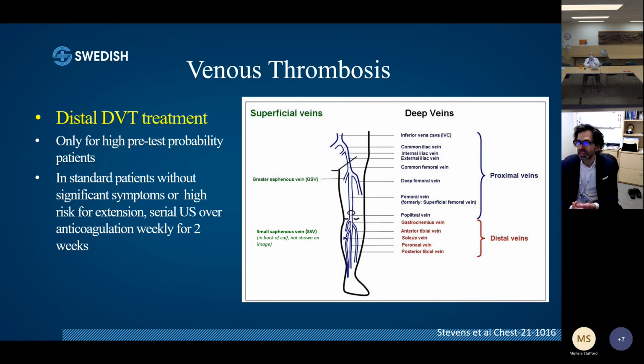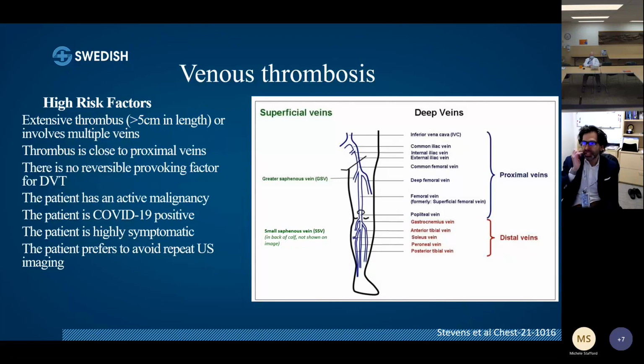Current CHEST guidelines say only look for distal DVT with a high pretest probability, positive D-dimer, or in the correct clinical context. And again, their recommendations are for patients without significant symptoms or high risk for extension. Recommend ultrasound over anticoagulation. So that's an ultrasound every week for 2 weeks total to avoid anticoagulation. So our patient had distal DVT and was started on an anticoagulation.